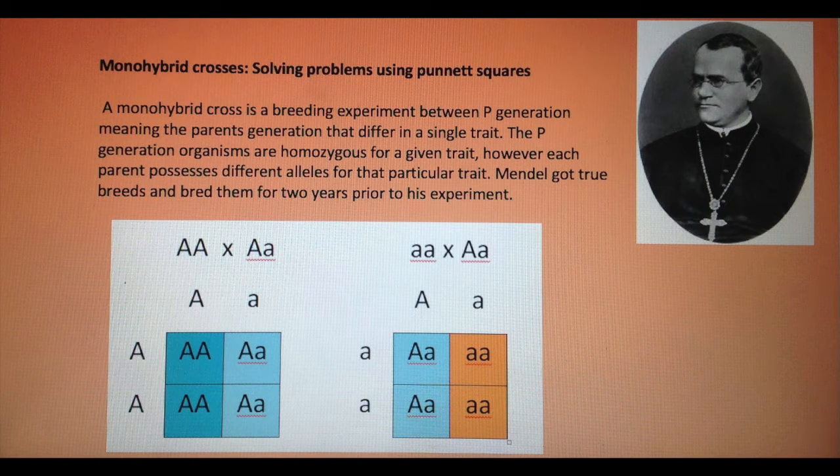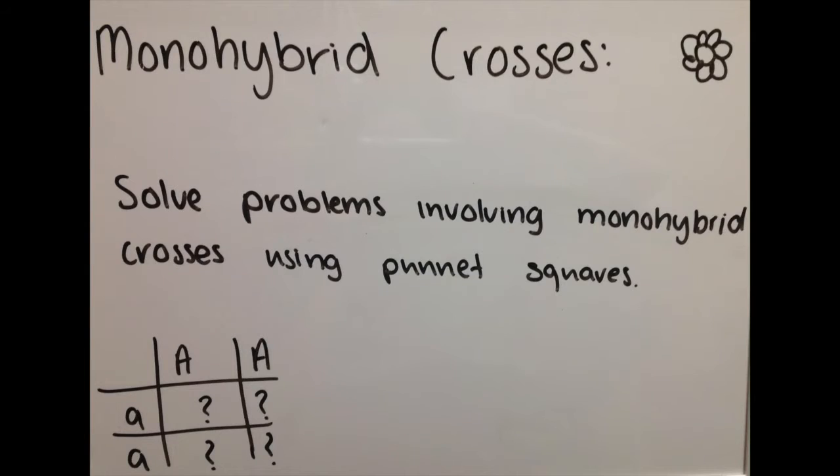Let's start off with what a monohybrid cross actually is. A monohybrid cross is a breeding experiment between the P generation, meaning the parent generation, that differ in a single trait. The P generation organisms are homozygous for the given trait. However, each parent possesses different alleles for that particular trait. Mendel got true breeds and bred them for 2 years prior to his experiment.